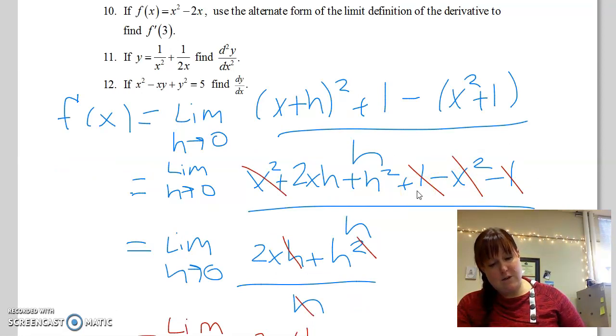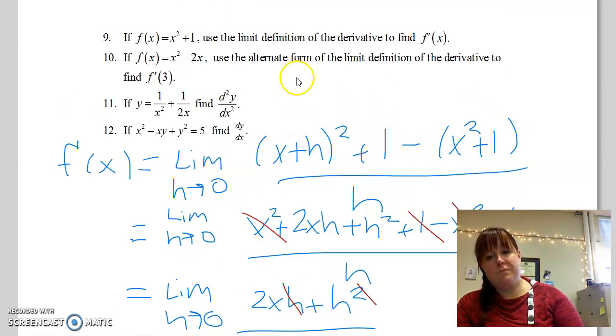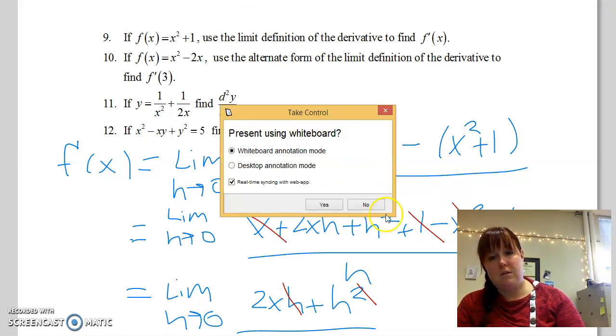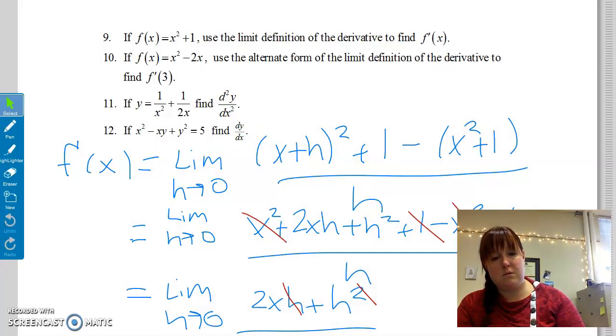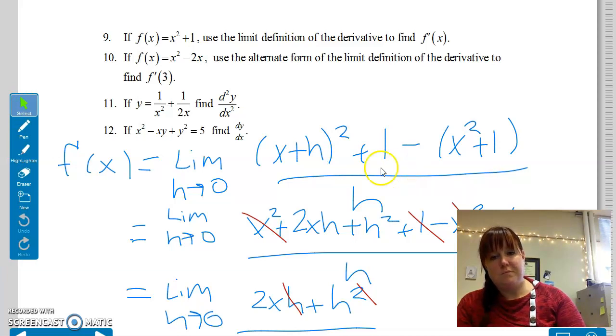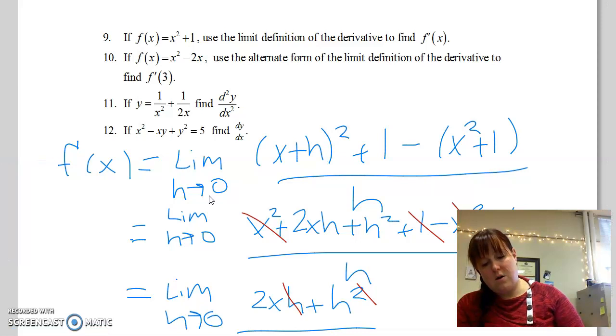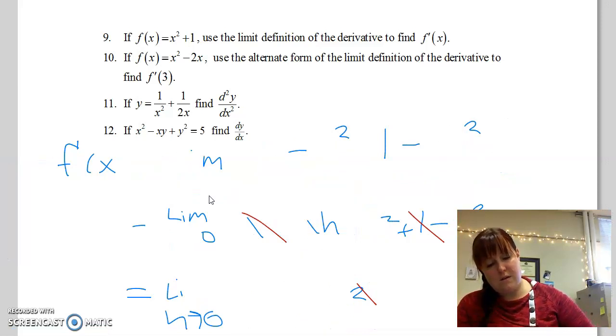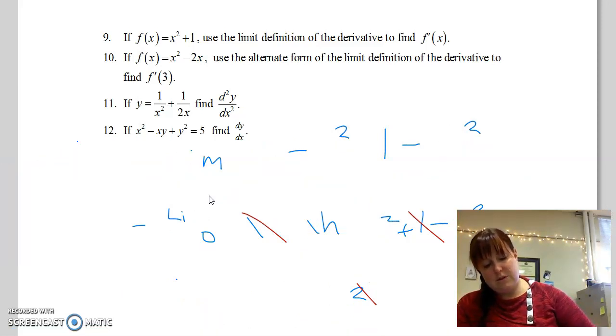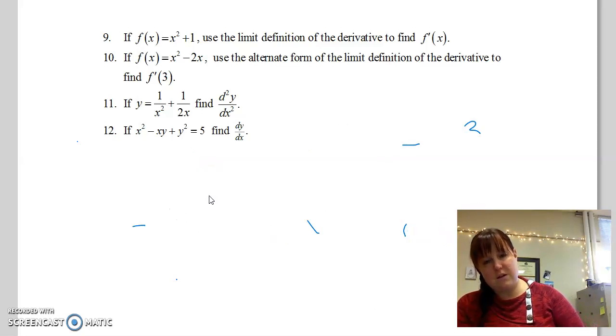All right, so let's take a look at another one. Okay. Let's erase all of this. My eraser is really tiny. Okay. And I can't seem to make it bigger.